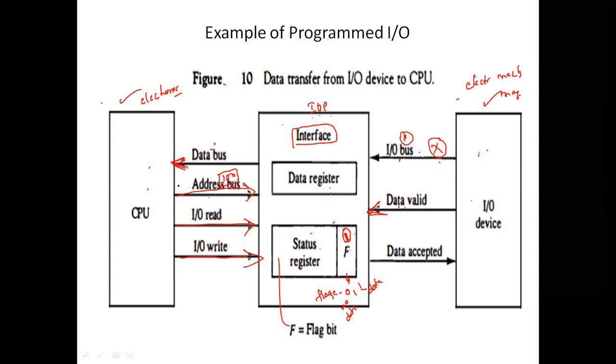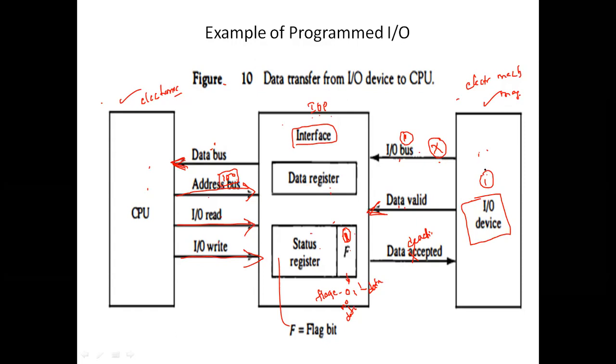After the data has been sent on the data bus, this data accepted signal is going to be deactivated. Why? Because the data has been sent to the CPU. It is deactivated so that another IO device can send data to the CPU. Here we have only one IO device. If one IO device is present, this is the scenario that happens. So this is programmed IO. Based on this program, we do this thing. Fine.